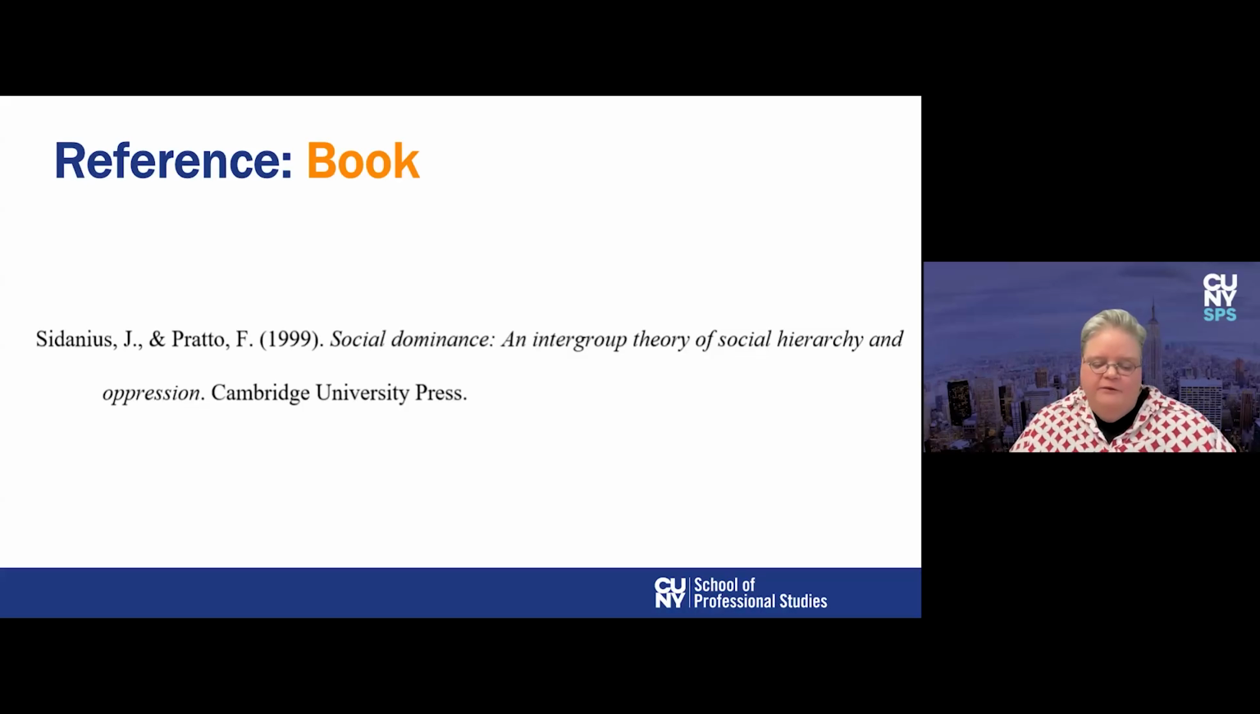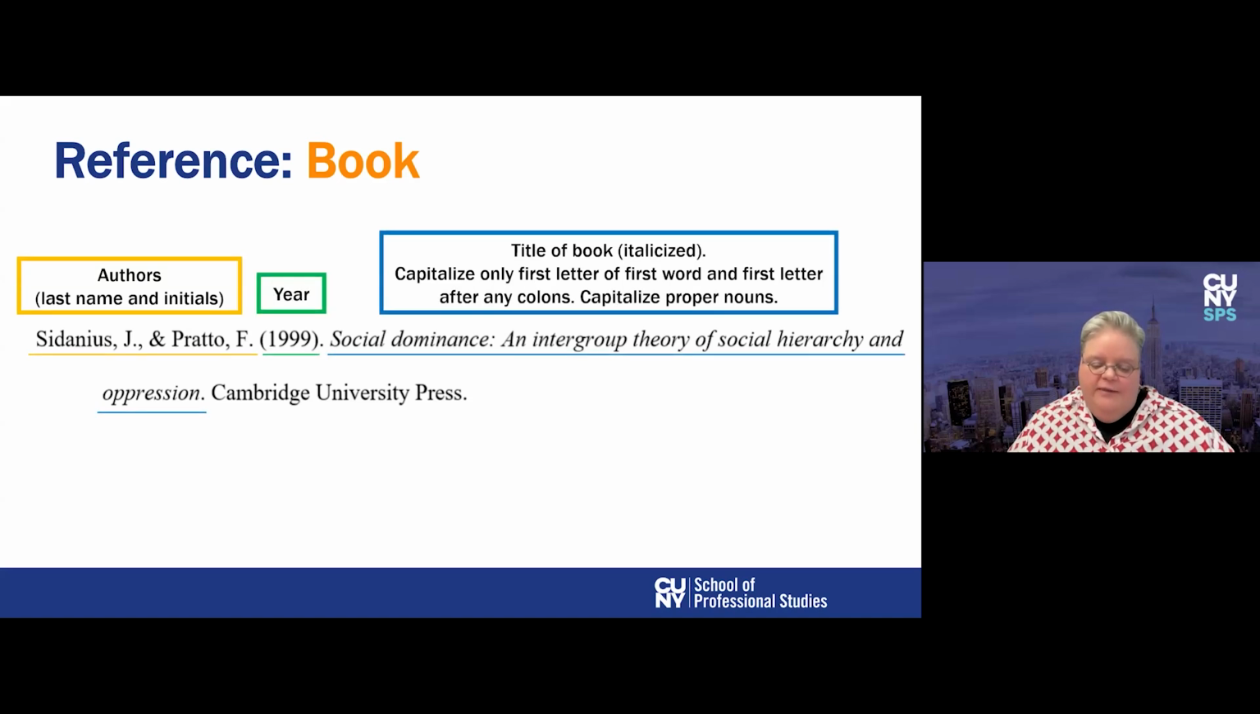Next, we'll look at how to format a reference for a book. Start with the author names and the year in parentheses, just like we did with the scholarly journal article. Then insert the title of the book in italics. Again, the same rules for capitalization apply. Capitalize the first word after any colons or question marks, and any proper nouns. All other words should be lowercase. Then at the end, include the name of the publisher of the book. In this case, Cambridge University Press.